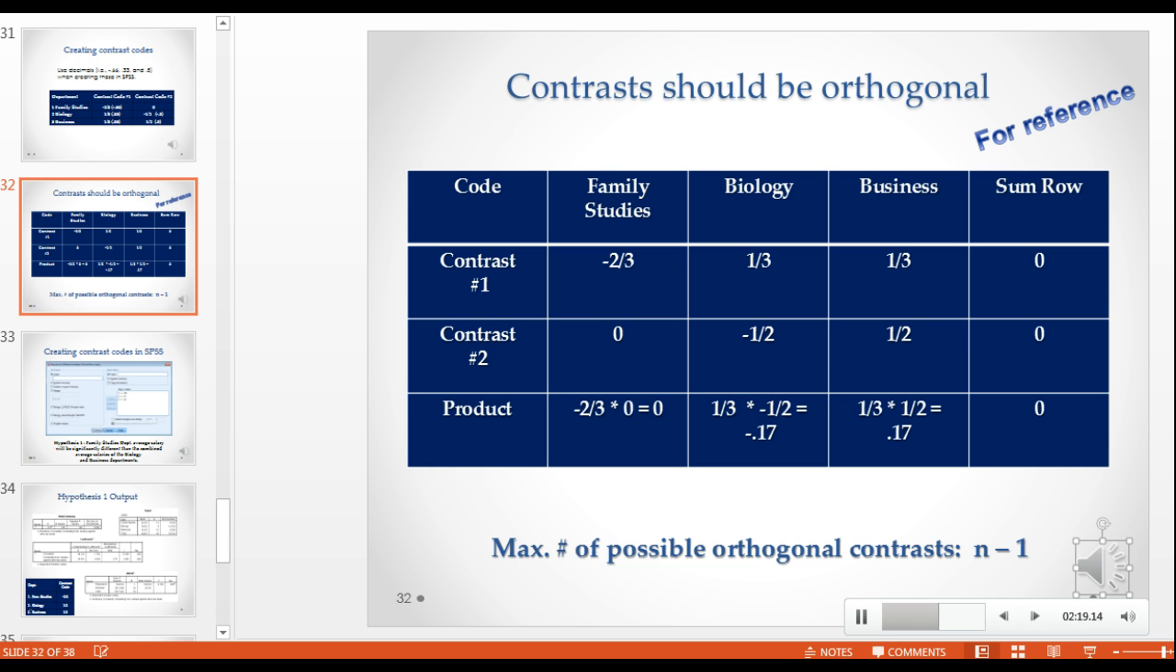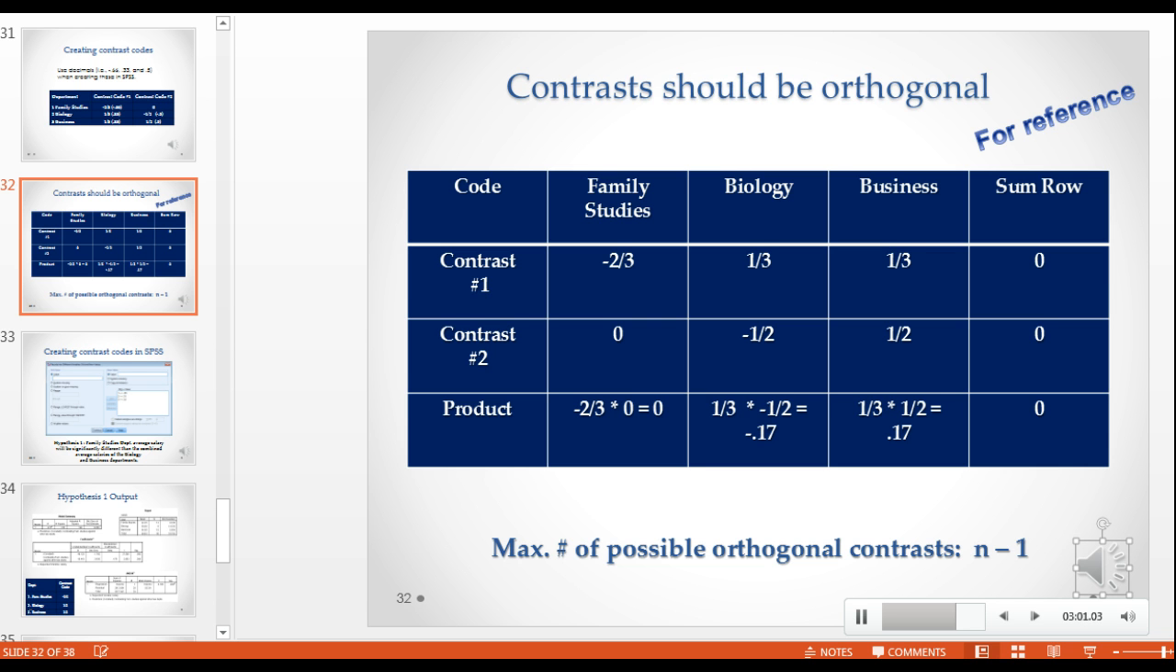One more step to set these up in an orthogonal fashion is to look across the contrasts within each department. We're going to take those products first and calculate them. So for family studies, we have negative 2/3 times 0. We're going down the column this time, and that product is 0. Then for biology, we multiply positive 1/3 times negative 1/2, and that is negative 0.17.